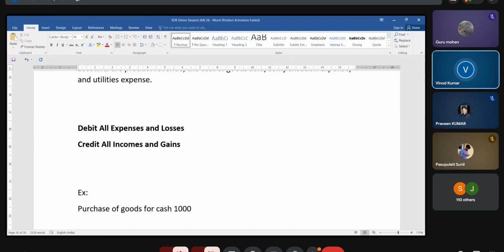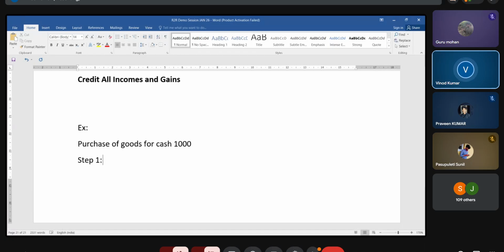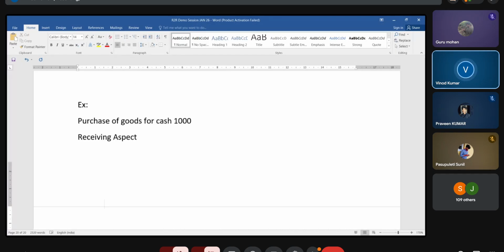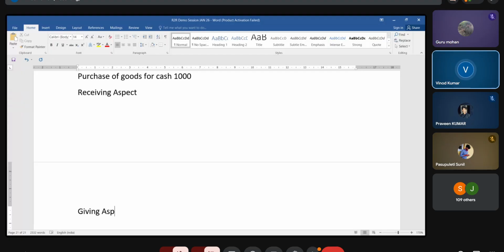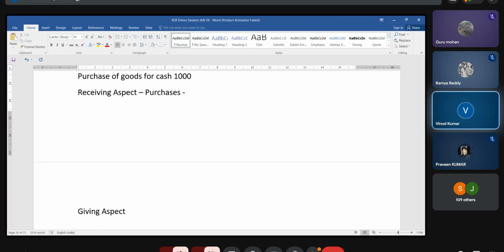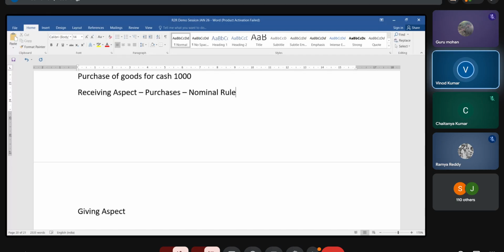So here, as I told you, step one is to identify the aspects. What are the two aspects? One is receiving aspect and the other is giving aspect. So what is the receiving aspect here? Purchases. Good. So purchases fall under which accounting rule? Purchase is an expense to the company. If it is an expense, which accounting rule is applicable, guys? Nominal rule of accounting. So nominal rule says debit the expenses and credit the incomes. So we need to debit or we need to credit? Debit. Purchase is debited.